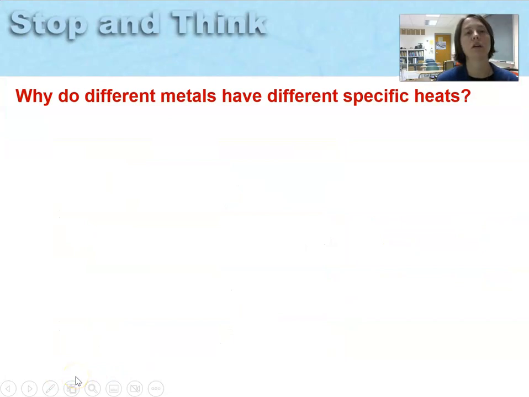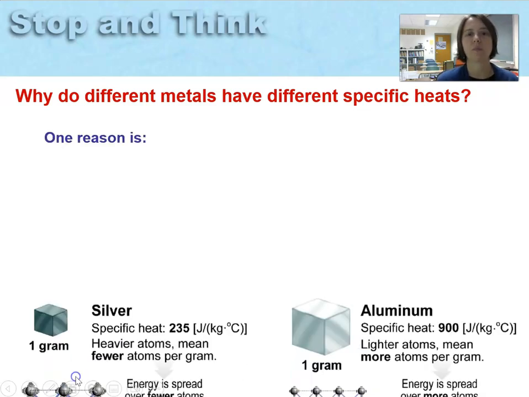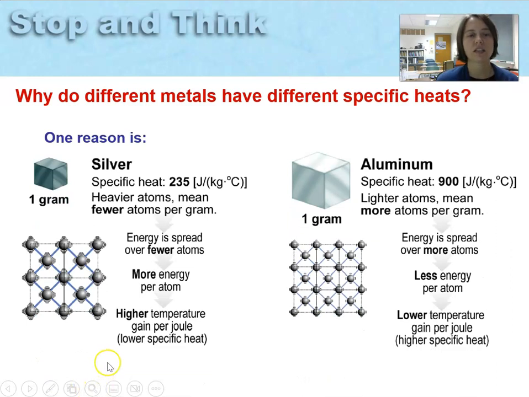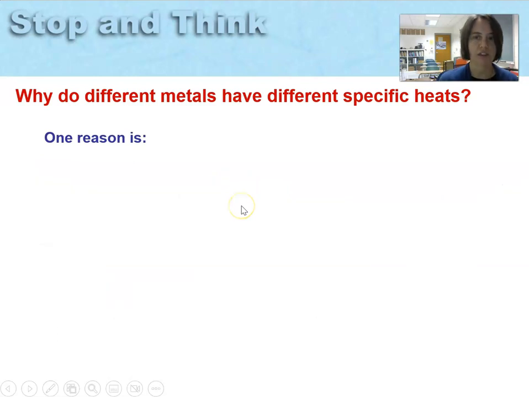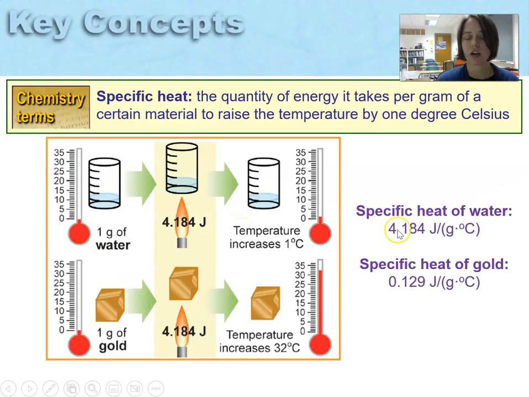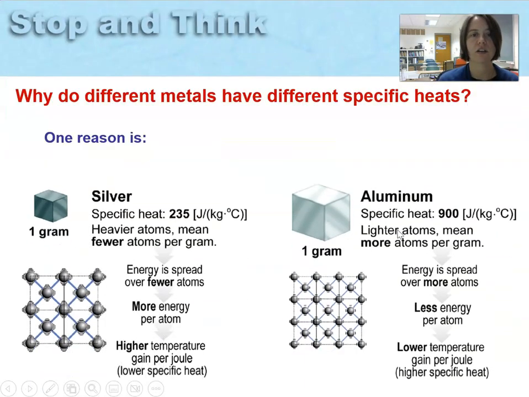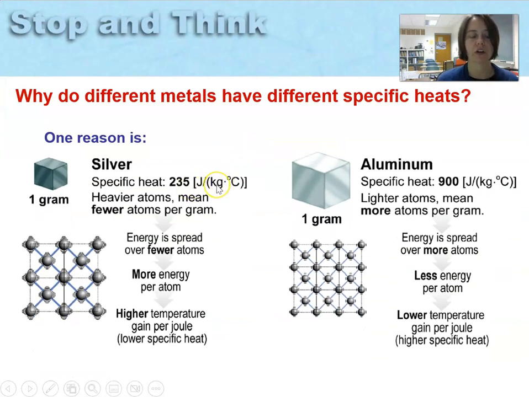So we know water and gold have different specific heats. Why would different metals have different specific heats? A couple of reasons. Looking at silver, its specific heat is 235 joules per kilogram degree Celsius. You can look at the last page, we were looking at grams, and that's why in here the numbers are quite a bit bigger because we're looking at kilograms. Whereas aluminum is 900, so aluminum has a much higher specific heat.